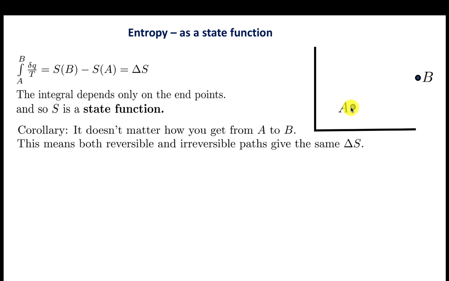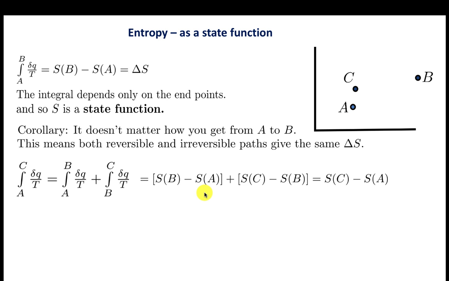And what if I go from A to B and from B to C? Now, you know from calculus that I have the integral from A to C being the same as the integral from A to B plus the integral from B to C. In other words, the integral from here to here is the same as the integral from here to here, and then the integral from here to here. That's provided that this path and this path are reversible.